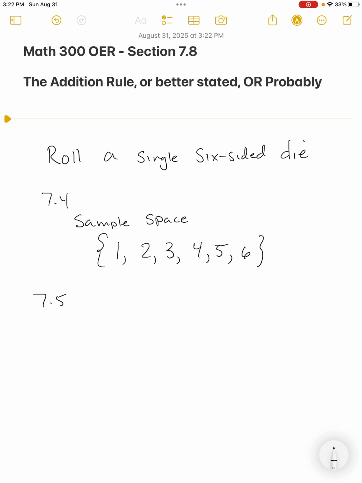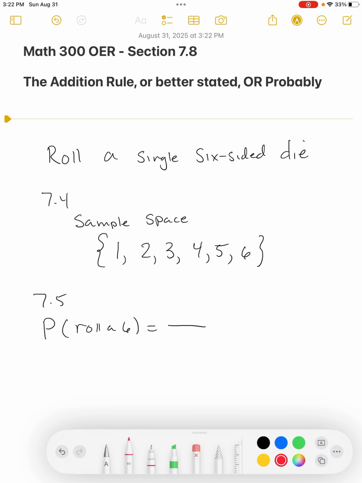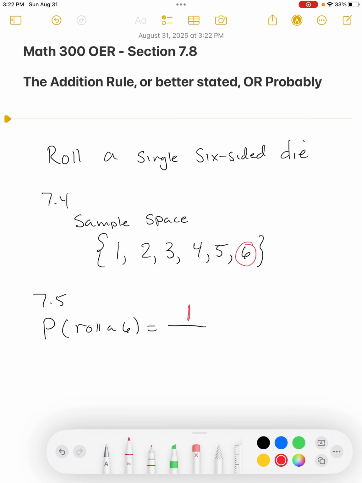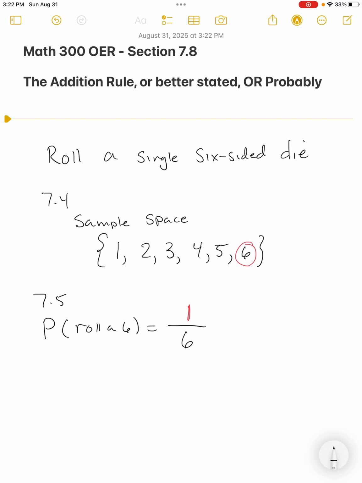In 7.5, they said something like this: what's the probability that you roll a 6? And we would say, okay, I know what that is. I need to count the number of ways that I can get a 6. Well, there's just one way to get a 6, out of the total number of outcomes. There's 6 outcomes: 1, 2, 3, 4, 5, 6, one of which is 6, so we get 1 out of 6. They stepped it up and said, what's the probability that you roll maybe a multiple of 3?